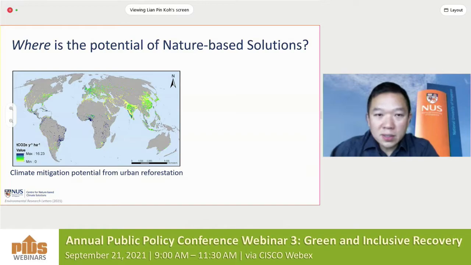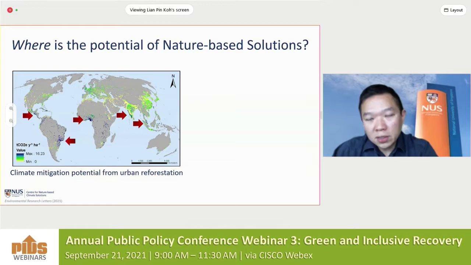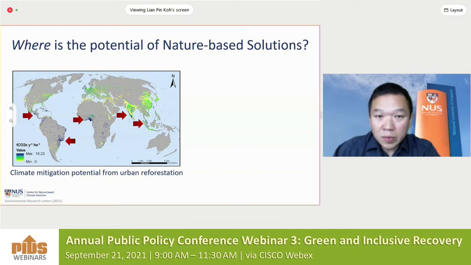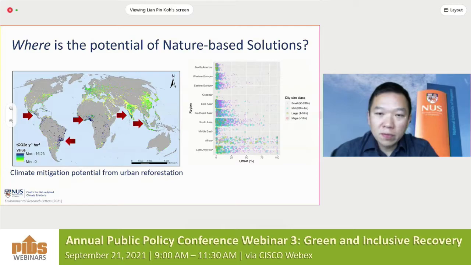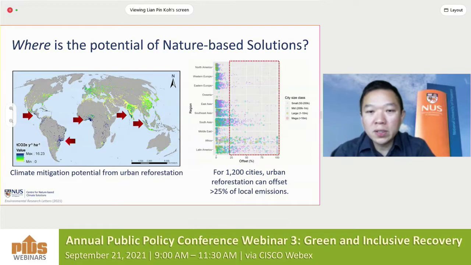Another interesting finding from our study is that although the climate change mitigation potential of urban reforestation may be limited at the global level, urban reforestation can be particularly important for some cities. For example, we find that for about 1,200 cities worldwide, the reforestation of their available green spaces can offset more than 25%, more than a quarter, of the city's local carbon emissions.